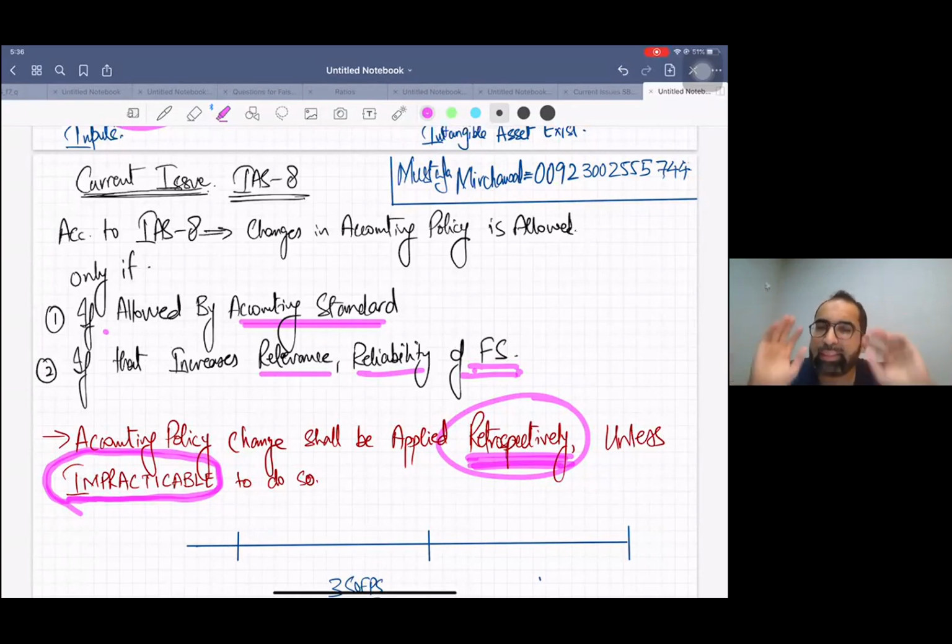This is the existing standard: you have to go into the past, but only until the day it is practicable to do so. Go till the point it is possible. So out of 5 years, if only 3 years is possible, go 3 years.